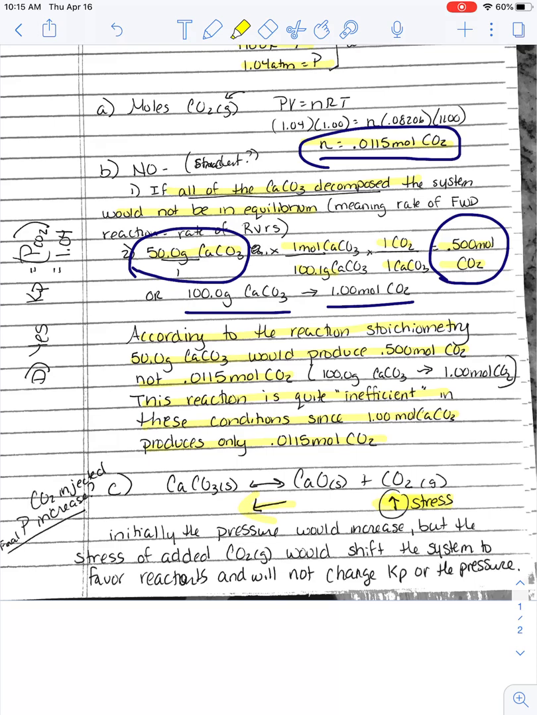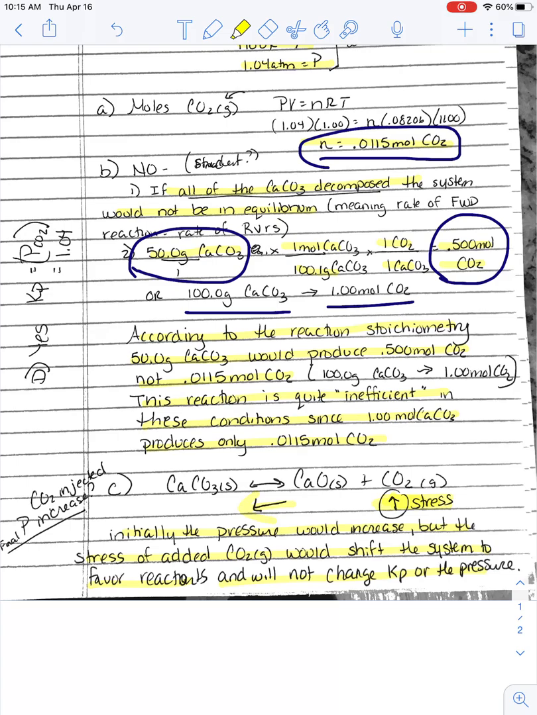And that is the case because it is a sealed system, and the only thing that's going to change the equilibrium, the Kp, is going to be temperature. So what I wrote here is initially the pressure would increase, but the stress of added CO2 would shift the system to favor the reactants, or to the left, and will not change Kp or the pressure.